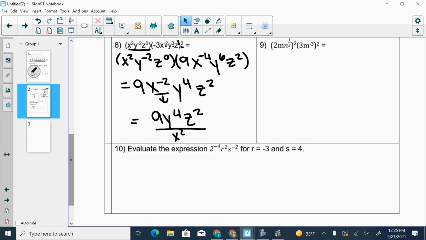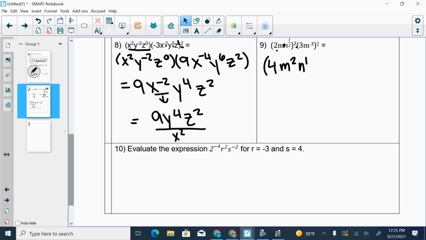Number 9. Got to raise our entire parenthesis to the second power there, right? So what is 2 squared? 2 squared would be? 4. Good. And then m has an understood exponent of 1, so it'll become m. Good. And a half times 2 will be 1. Good first.